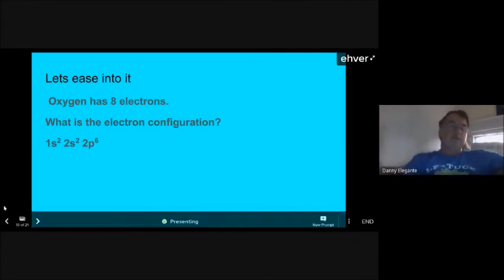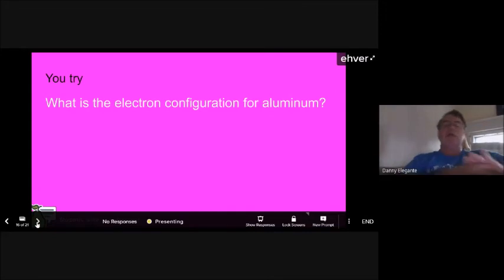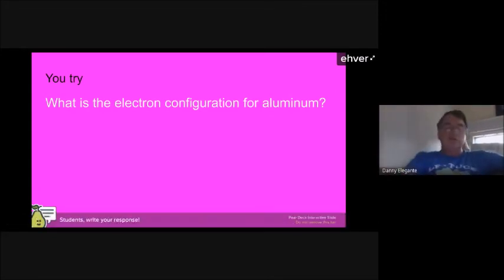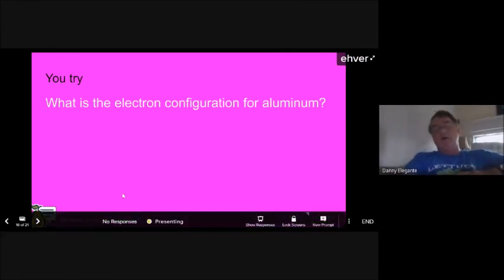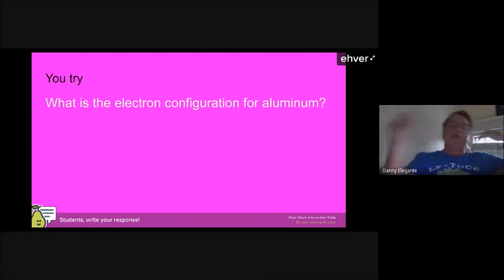So let's give y'all a chance to do one and see if you can write the electron configuration for aluminum. Do not worry about doing superscripts and subscripts and that kind of thing. Just what do you think the electron configuration for aluminum is? And if you have trouble finding it on the periodic table, it's element number 13.